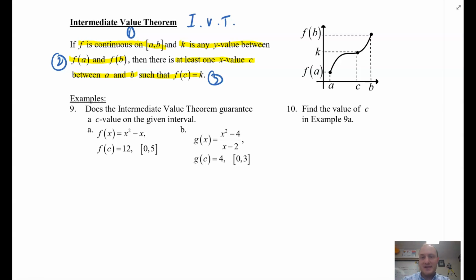This is kind of a duh moment, but let's look at this. It's saying that if the function's continuous between a and b, part one, and k is between f of a and f of b, then there has to exist a c value such that f of c is equal to k, which would be in between these two values. All right, so let's look at these examples.